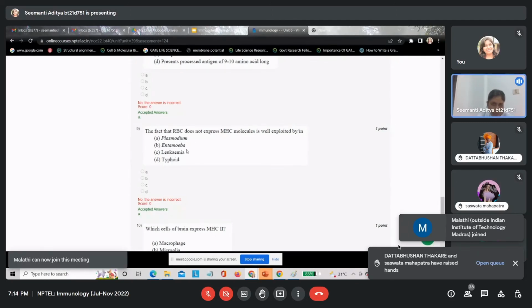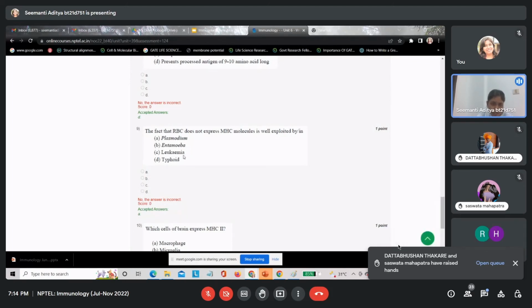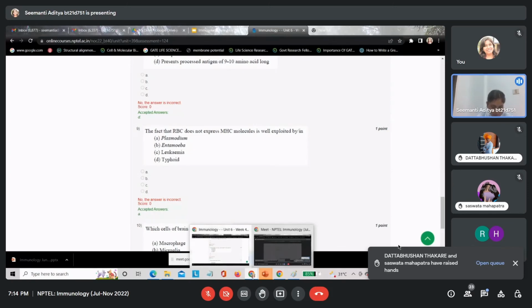And for the other options: Entamoeba is causing amoebiasis. It is not attacking RBCs, it is attacking your gut cells. Leukemia is cancer cells, so it is again not an RBC pathogen. It is a cancerous form, not any kind of pathogen. Typhoid also is not attacking RBCs. Mycobacterium typhi is not going to attack RBCs. So the correct answer will be Plasmodium. Did you understand, Rajkumar?